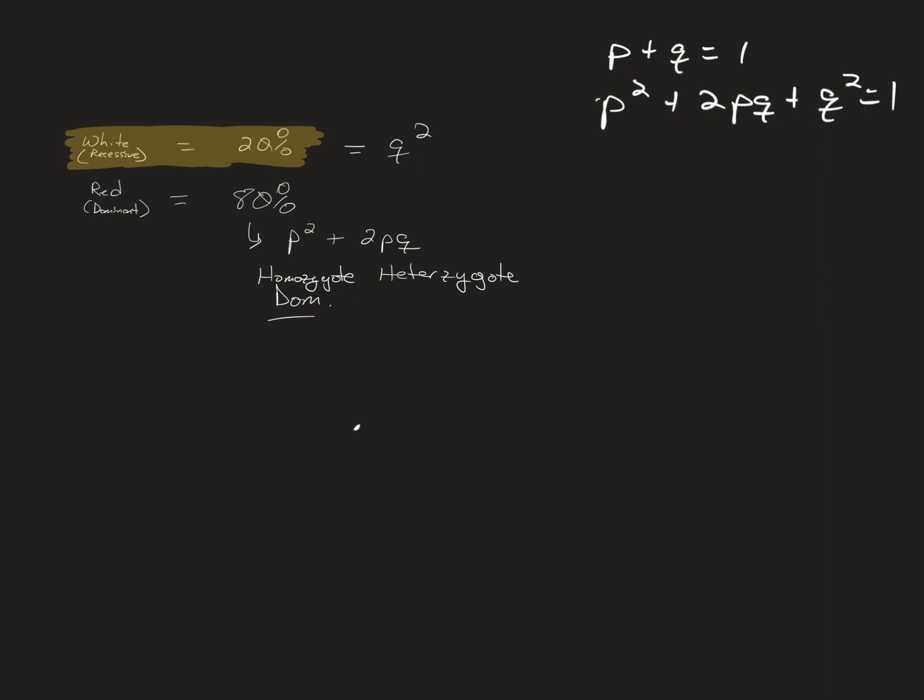Well, I have 20% or 0.2 equals Q squared. How do I find Q? Square root. What's the square root of 0.2? You do the math. I don't have a calculator on me. The square root of 0.2. About 0.447.